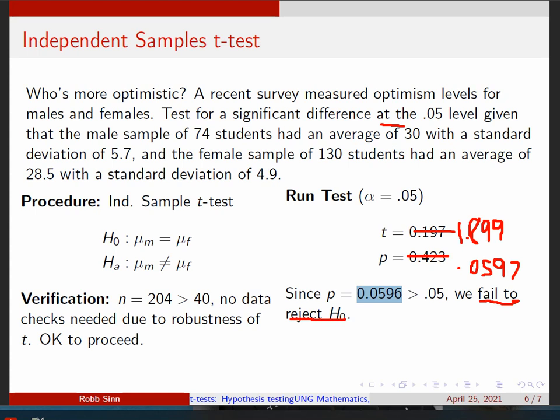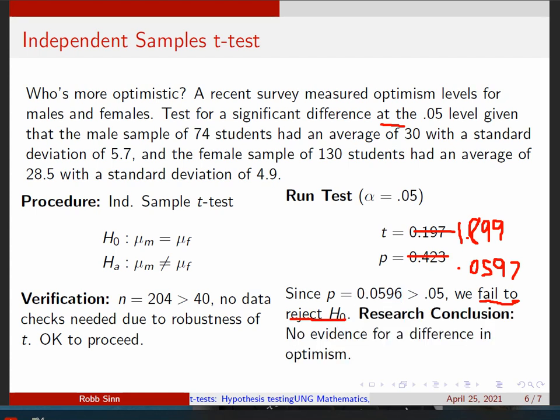And what's the real world conclusion in that case? No evidence for a difference in optimism between those who are born biologically male or biologically female. All right. So that's a two-sample t-test.